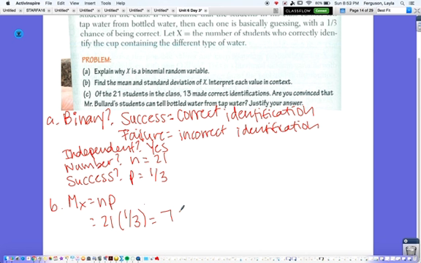So what that means is that we would expect about 1/3 of Mr. Bullard's students, the 21 students, to guess correctly. So that's about 7 students to guess correctly.